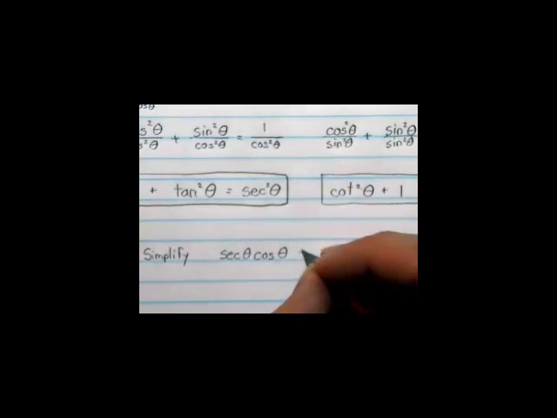So let's say secant theta cosine theta plus sine theta. Something kind of like that. So it's not an equation, right? It's an expression. You guys know the difference between an equation and an expression? Right. An equation has an equal sign somewhere in it. An expression is just some math stuff out there that it's not necessarily equal to anything, but it's just there.